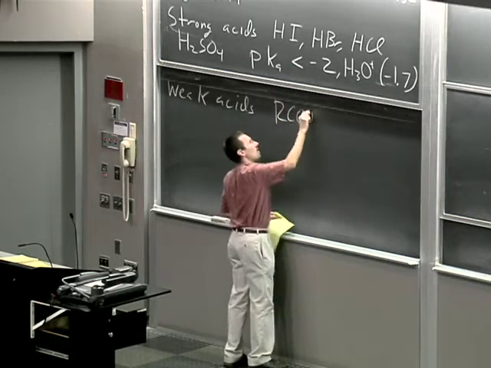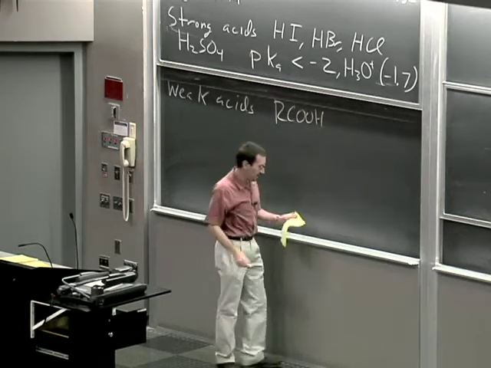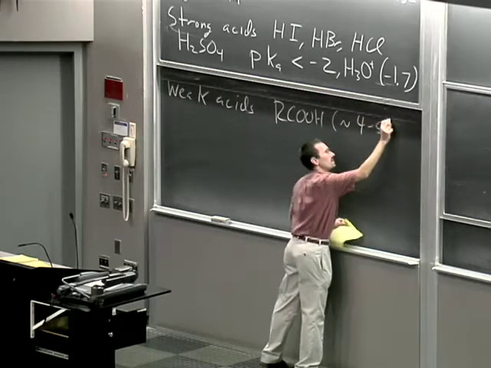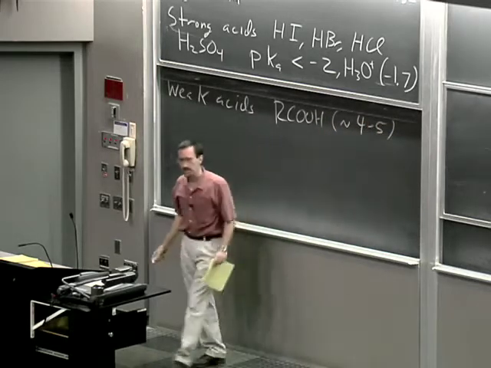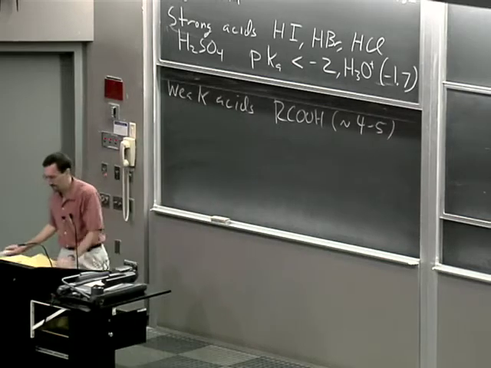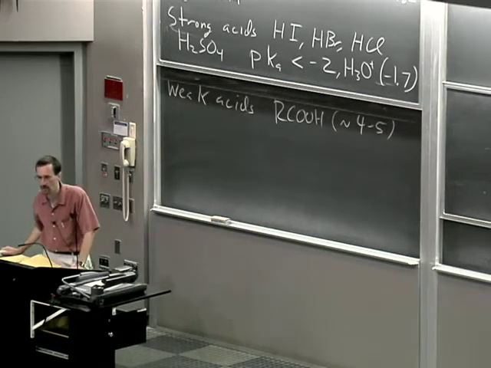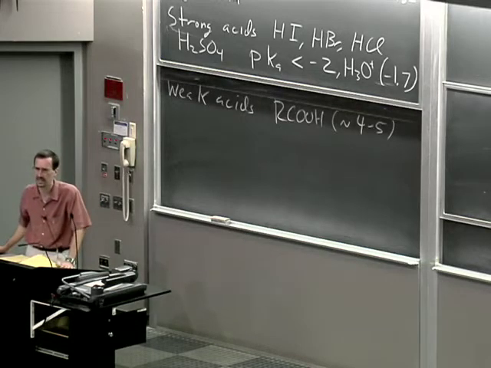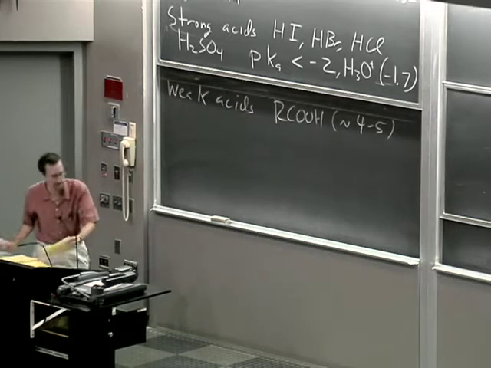Carboxylic acids, RCOOH, have pKa's typically around 4 to 5, and you'll see me writing a tilde a lot to mean approximately. We'll see examples where the pKa of carboxylic acids are perturbed, but in general, a carboxylic acid, like acetic acid, would be somewhere between 4 and 5.